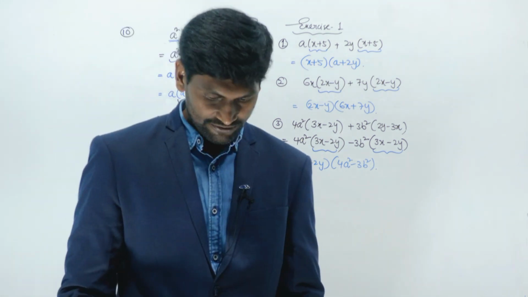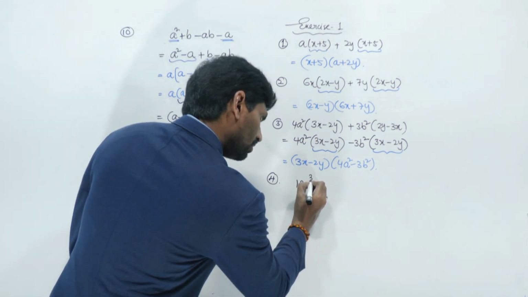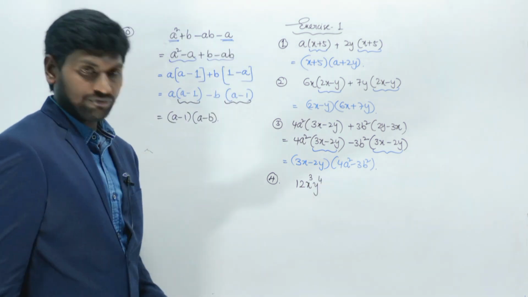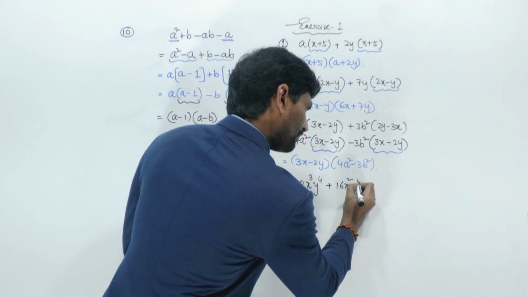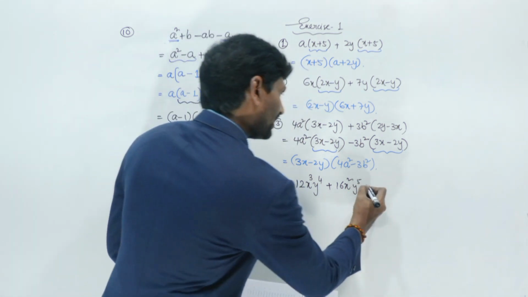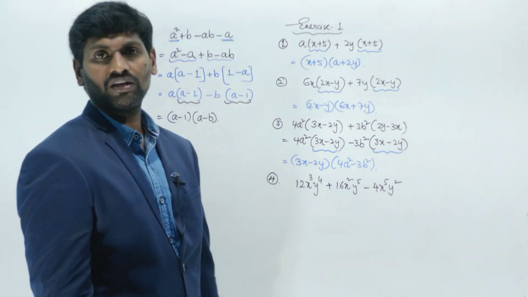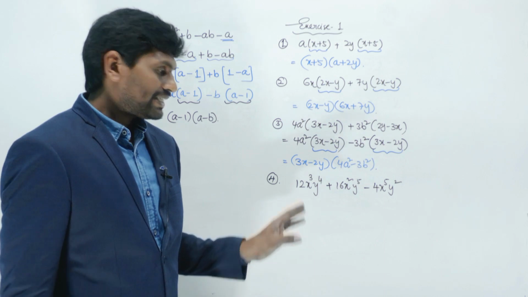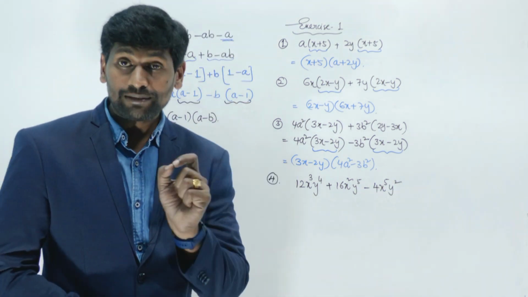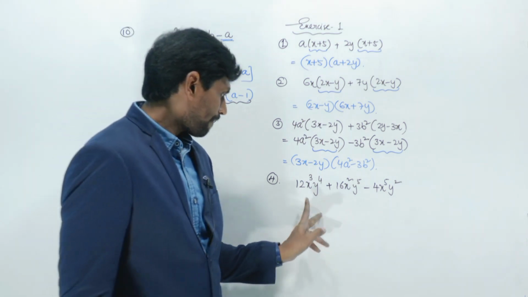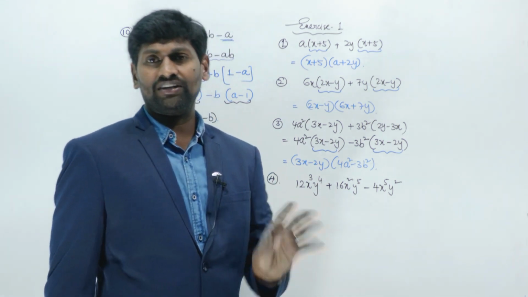The fourth problem is factorize 12x cube y power 4 plus 16x square y power 5 minus 4x power 5 y square. Now, there are only three terms here. Identify the variables first. What are the variables here? First term x, y variables. All of them have x and y variables.